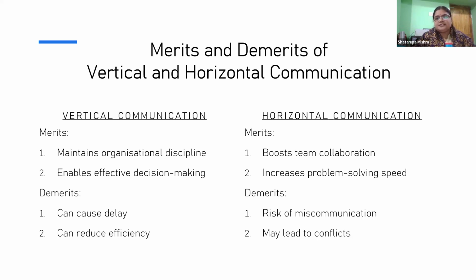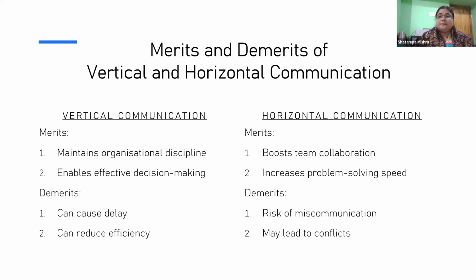Then what are the demerits of horizontal communication? There is a risk of miscommunication, right? Because people occupy the same level, they don't have to write letters to each other. We won't get letters from each other because we are at the same level. We will, of course, prefer to go and talk to each other personally. And when we do that, there is a risk of miscommunication.